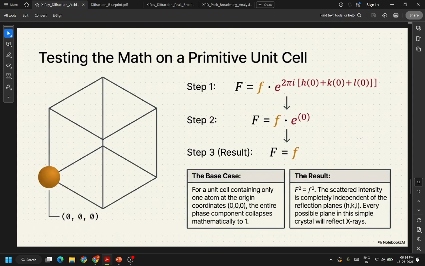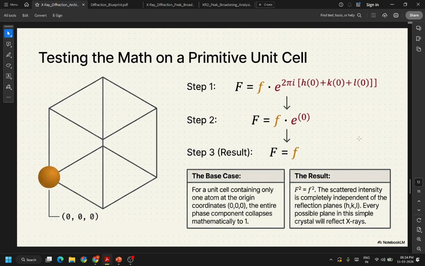So let's take the example of the primitive unit cell. So the origin of a primitive unit cell can be taken as 0, 0, 0. So if we put 0, 0, 0 in the equation, then h0 plus k0 plus l0 will become 0. So it will become e to the power 0, which is 1. So the resultant capital F will be equal to small f.